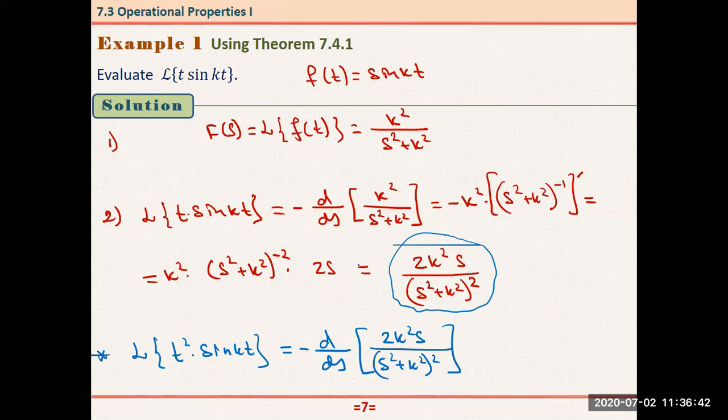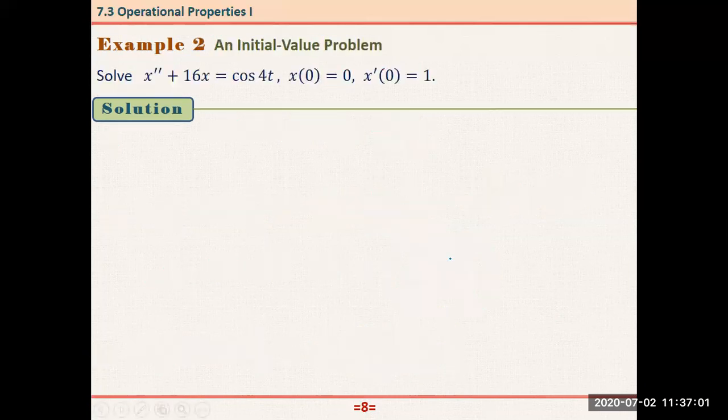Oh, I made one mistake here, because in sine, here we have k, right? Not squared. Here we have k. So here we have k. Okay, 2ks. Good. Now, guys, let's solve this question.